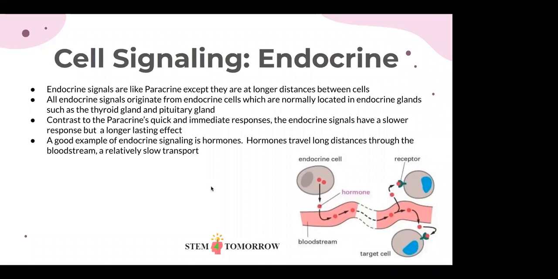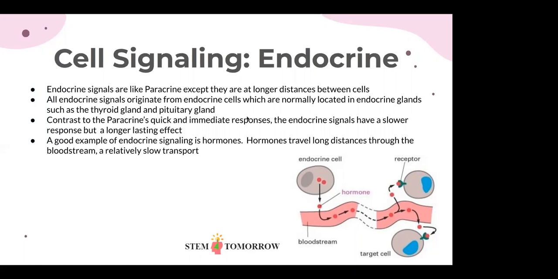So the next type of cell signaling is endocrine. Endocrine signals are like paracrine, except the distance between the cells is a little bit longer. All endocrine signals originate from endocrine cells, which are located in endocrine glands, such as the thyroid gland and pituitary gland. What's different about the endocrine system compared to paracrine is that paracrine has, like I said, a quick and immediate response.